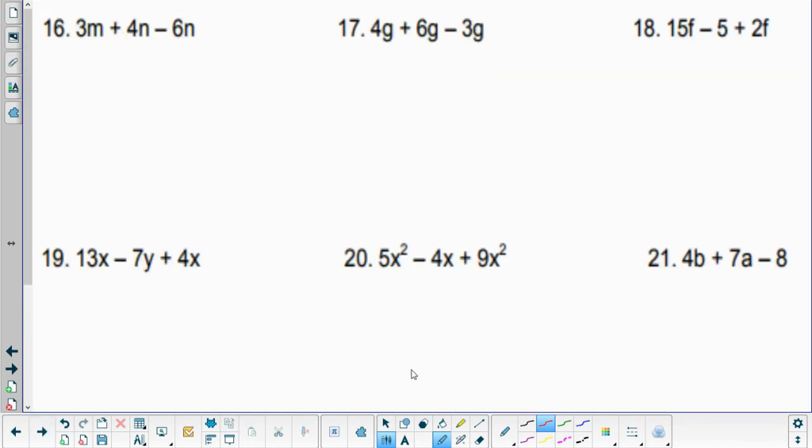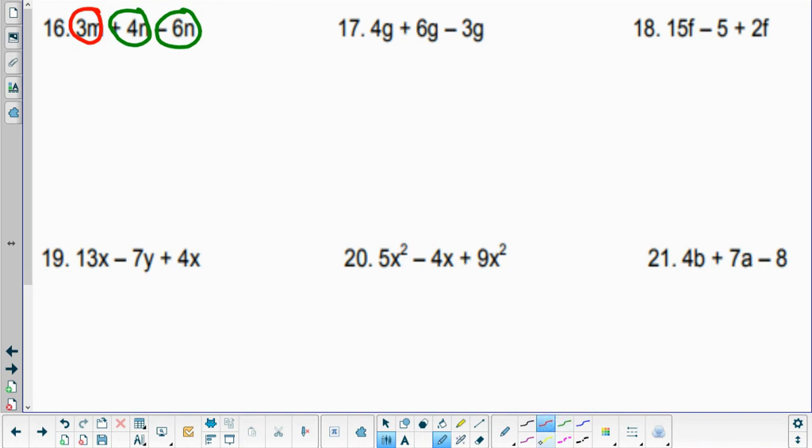All right, go ahead and pause your video and see if you can try combining like terms for these ones on the screen. All right, for number 16, I see I have the variables m and n. So thinking back to what our rules said, we have to go in alphabetical order. So our m's are going to go before our n's. So in this case, I have a 3m, and then I have positive 4n and negative 6n.